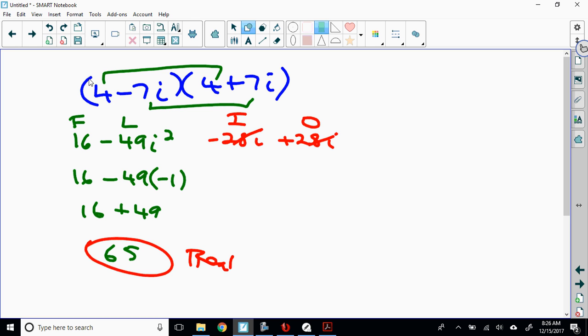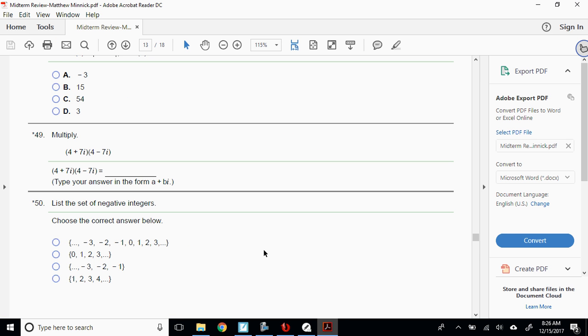Last but certainly not least, number 50. Kind of a tricky question. Never really talked about it exactly. Negative integers. Well, it can't be the first choice, can't be the second choice, can't be the last choice, so it's the third choice there. Dot, dot, dot, -3, -2, -1, and so number 50 is the third choice.